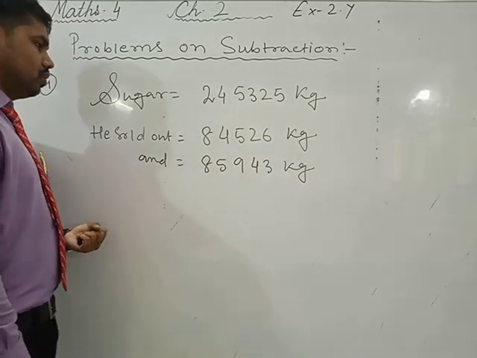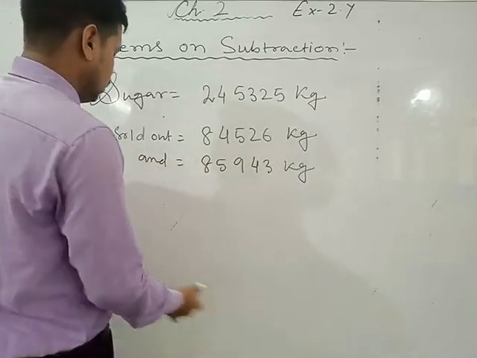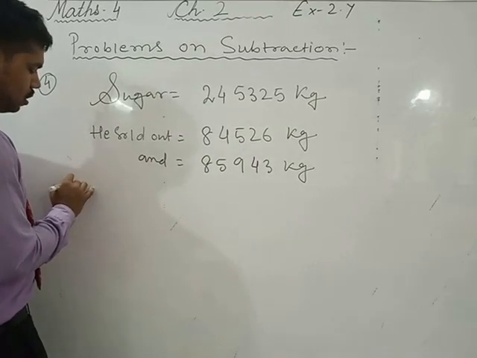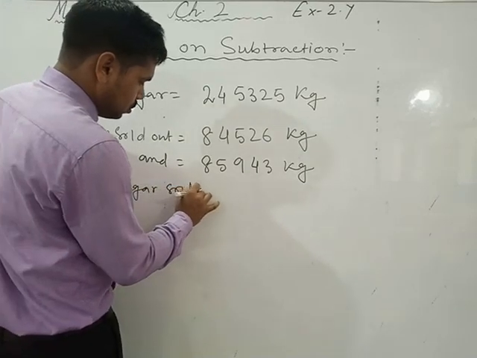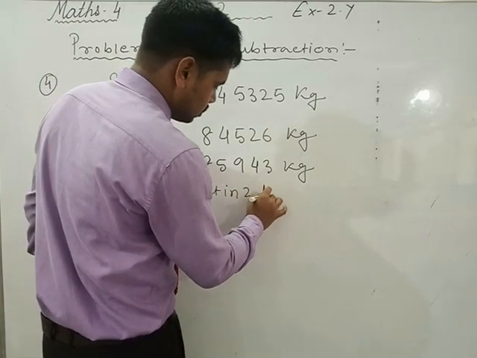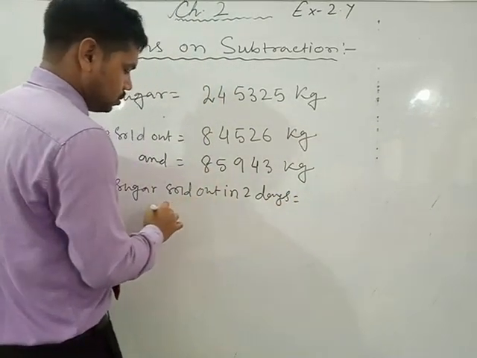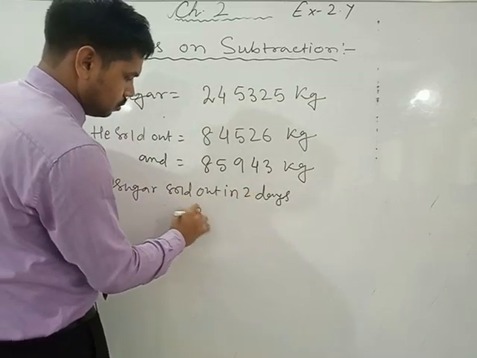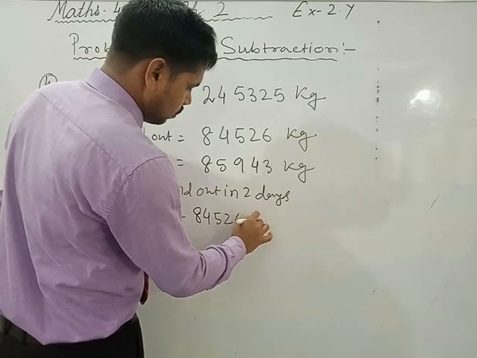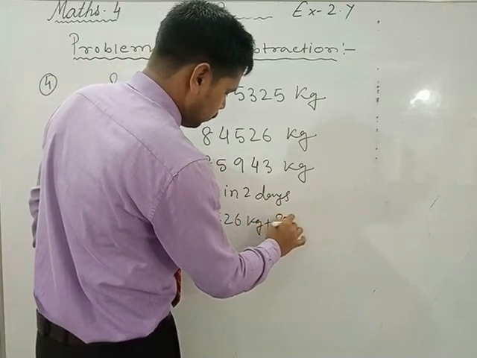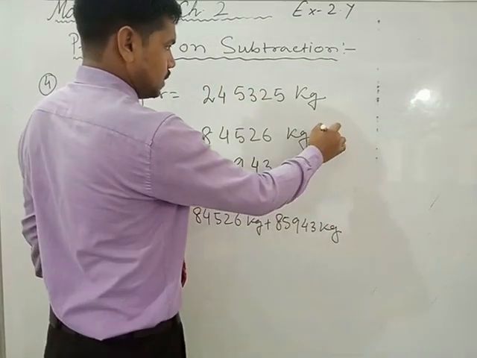So first to find that out, you have to check how much total sugar was sold out in 2 days. Okay, so total sugar sold out in 2 days is equal to this plus this. Okay, so here I am writing is equal to 84526 kilogram plus 85943 kilogram. So we'll check addition here.